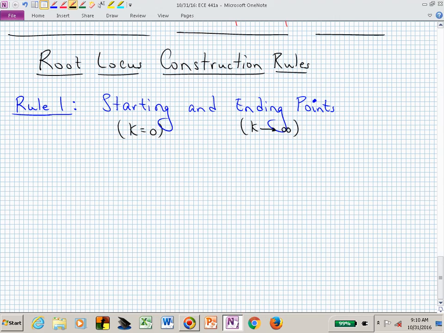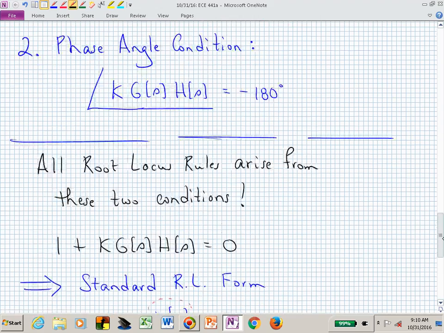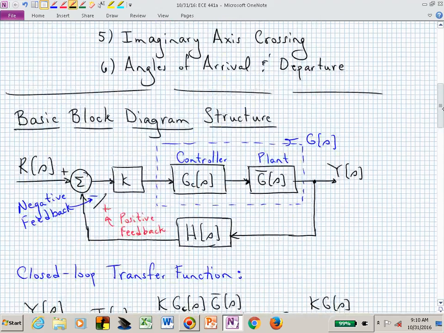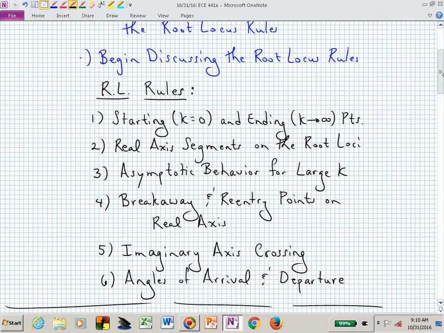Oh, and before I get too far, I should point out that somebody in office hours was showing me their notes, and I had made a typographical error last time. This should be the real axis segments on the root loci.